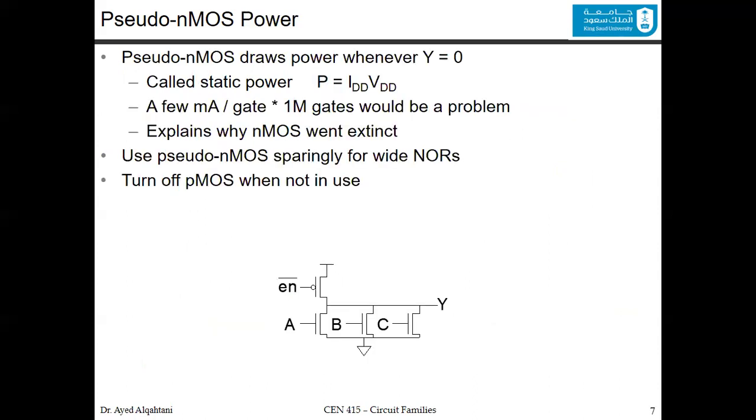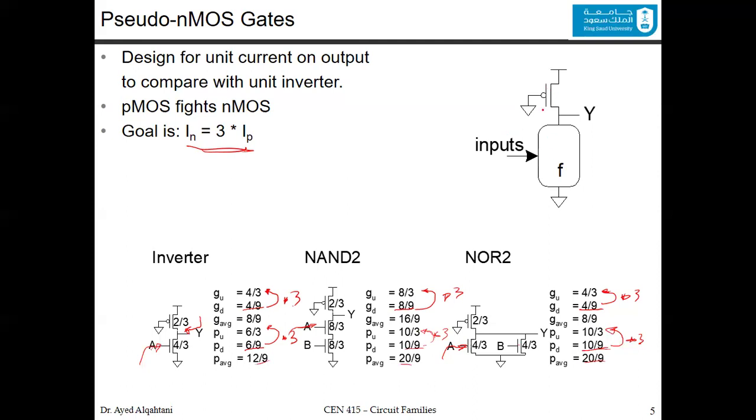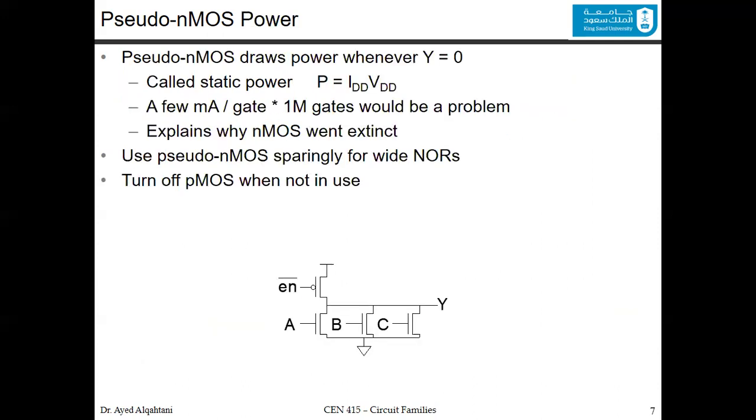Now, there is a disadvantage for the pseudo-NMOS. The pseudo-NMOS draws power all the time. So if this transistor is on all the time, then there is a static power consumption that's always wasted. One way to reduce this effect is to restrict when this transistor is on by connecting the gate of the PMOS to an enable.